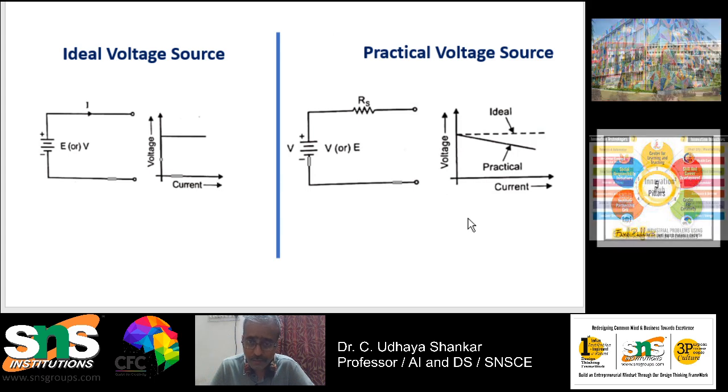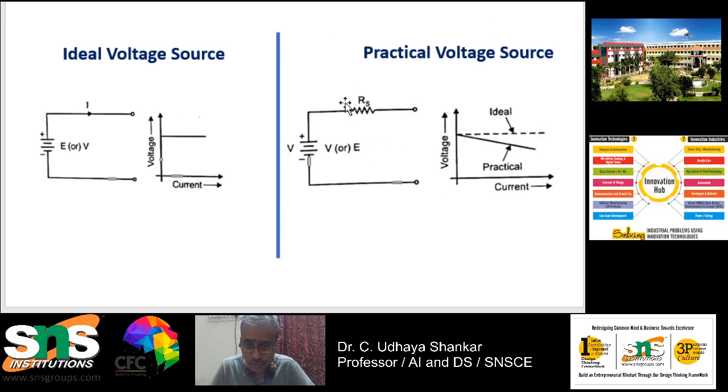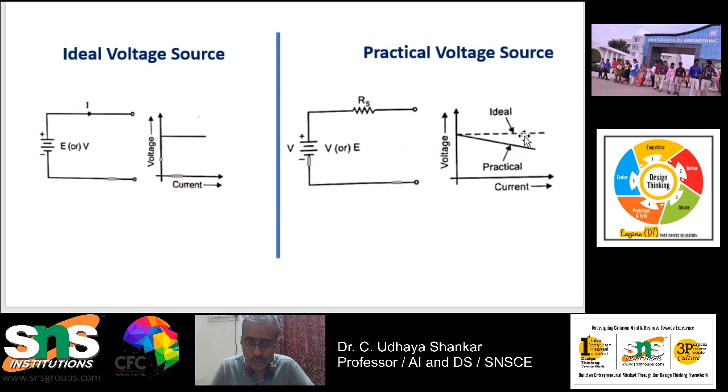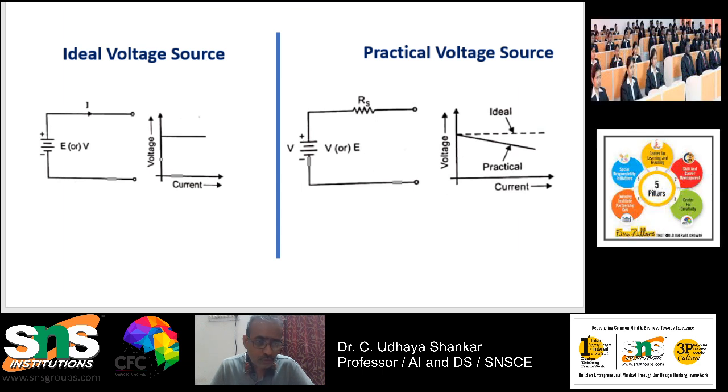In the case of a practical voltage source, a source resistance is connected in series with the voltage source. So as the current increases, the voltage dips. Here I have marked two different lines. The dotted line represents the ideal case, whereas the solid line represents the practical case. Is it clear? I hope you're clear.